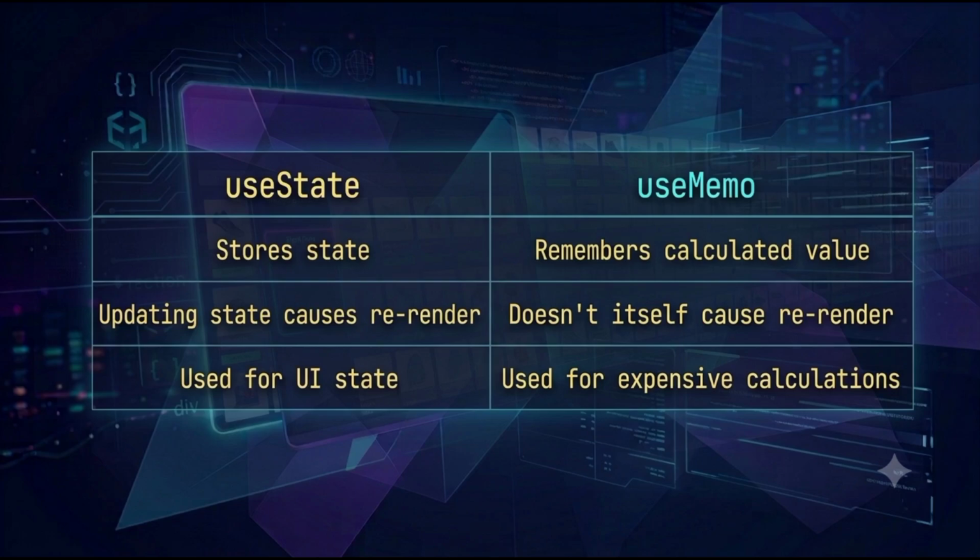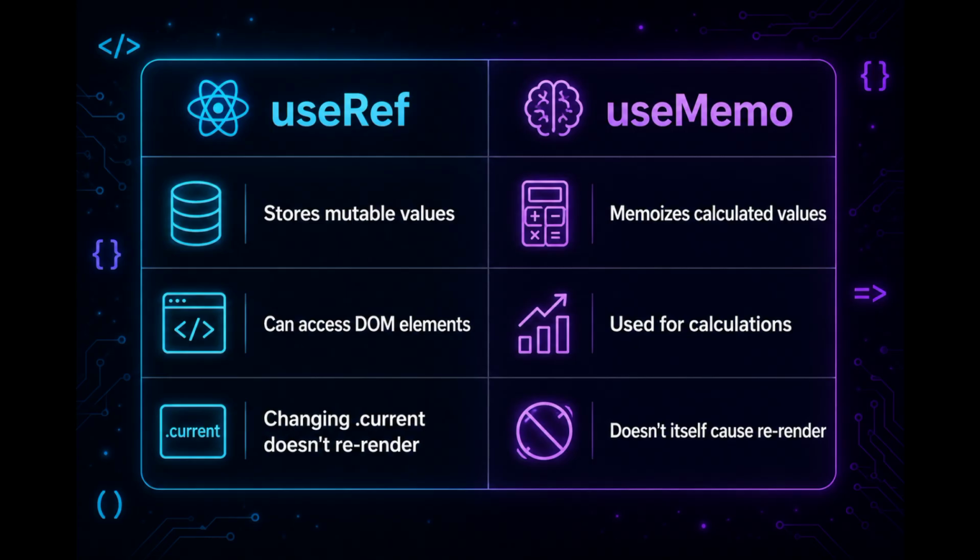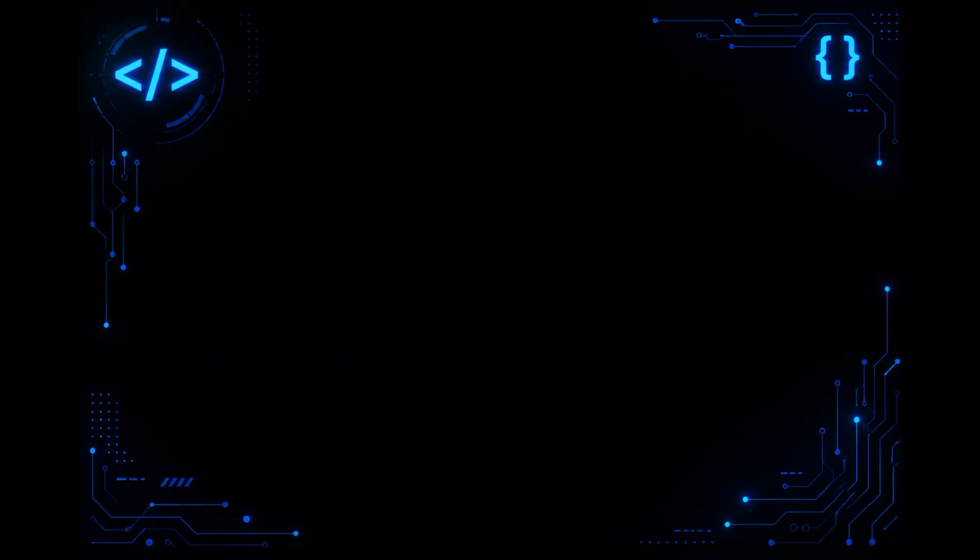Look at the comparison of useMemo and useState. useState is used to store state and update the UI. useMemo is used to remember the result of a calculation. They solve different problems. When we compare useMemo and useRef, useRef stores a mutable value and can also access DOM elements. useMemo remembers the result of a calculation, so don't confuse them.